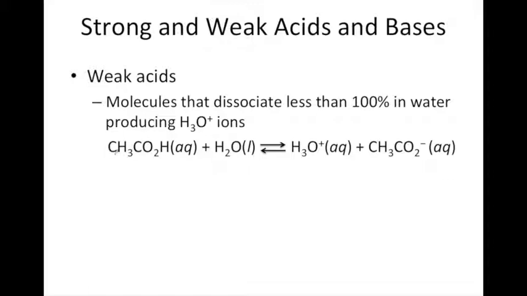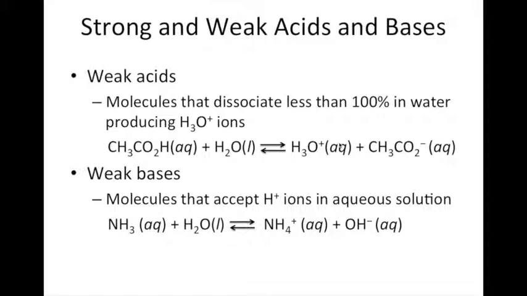So here we have acetic acid. When acetic acid is put into water, it dissociates, and you do form the hydronium ion and the acetate ion. However, not all of the acetic acid dissociates. So once equilibrium is reached, you still have some of the undissociated acetic acid remaining, and you have produced some hydronium and some acetate. So all of these species are present at equilibrium.